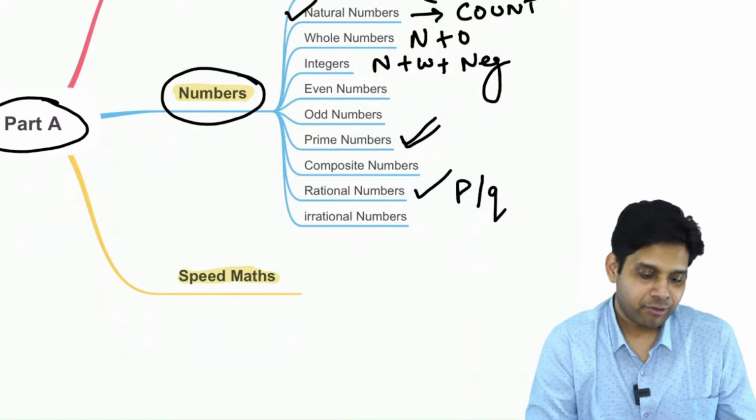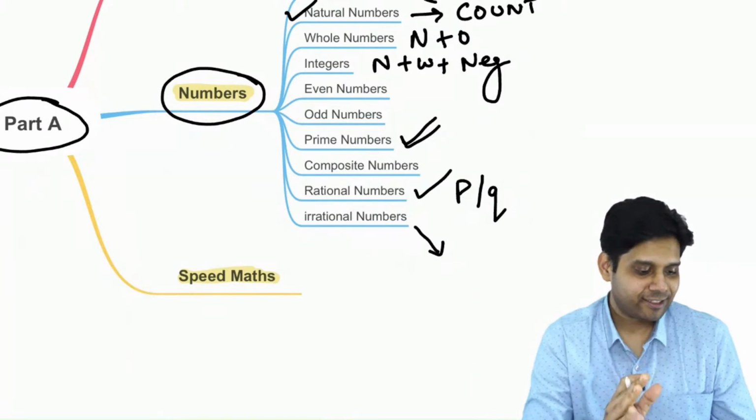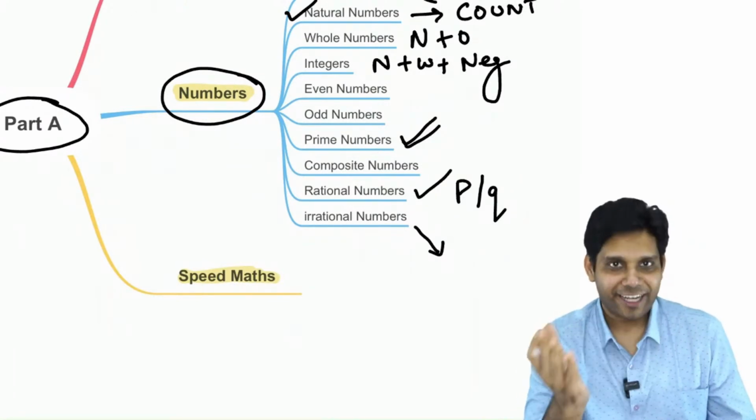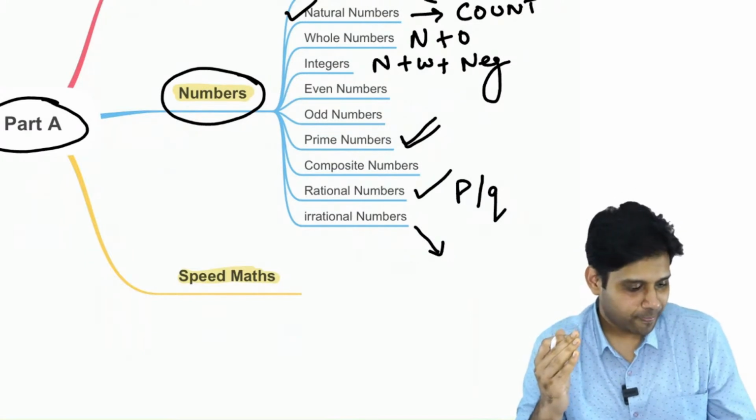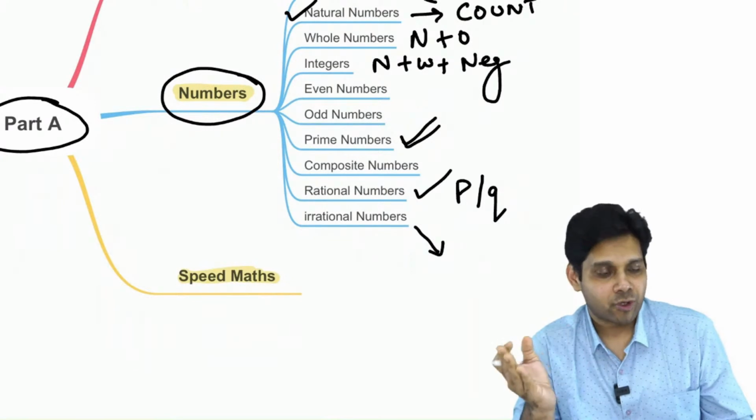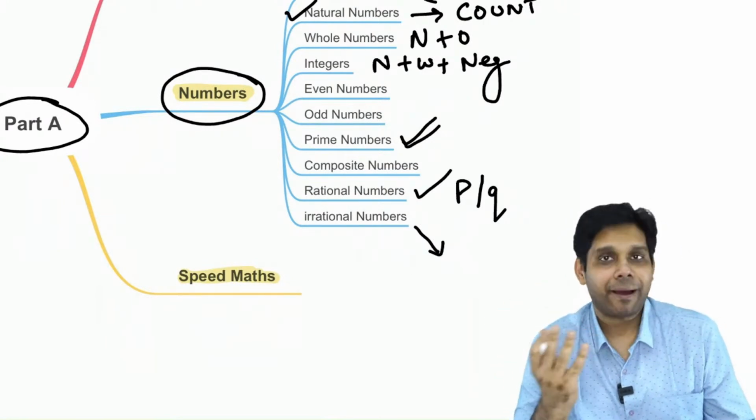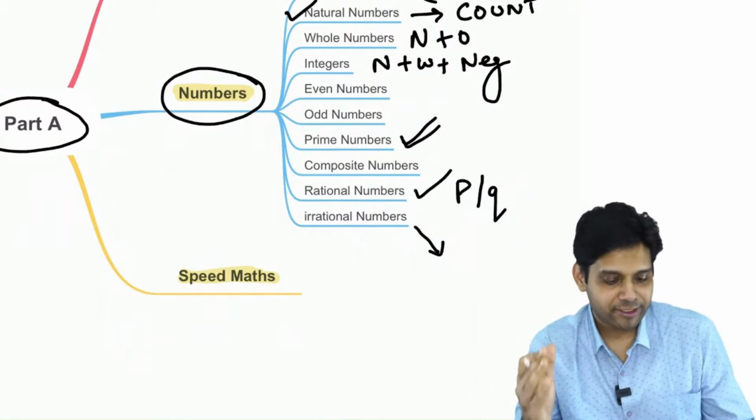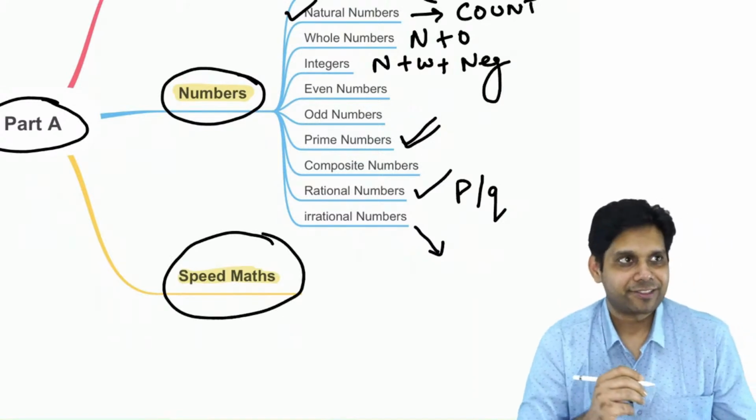Irrational number. Do you remember? Pythagoras was thrown into the sea. Right? It is not rational. It's the opposite of rational. Again, it's Congress and BJP, right? So it cannot be expressed in the form of a fraction where q is not equal to 0, and it is non-repeating. Okay, like pi, like square root of 2. So this is irrational. And then we also learned about speed maths.